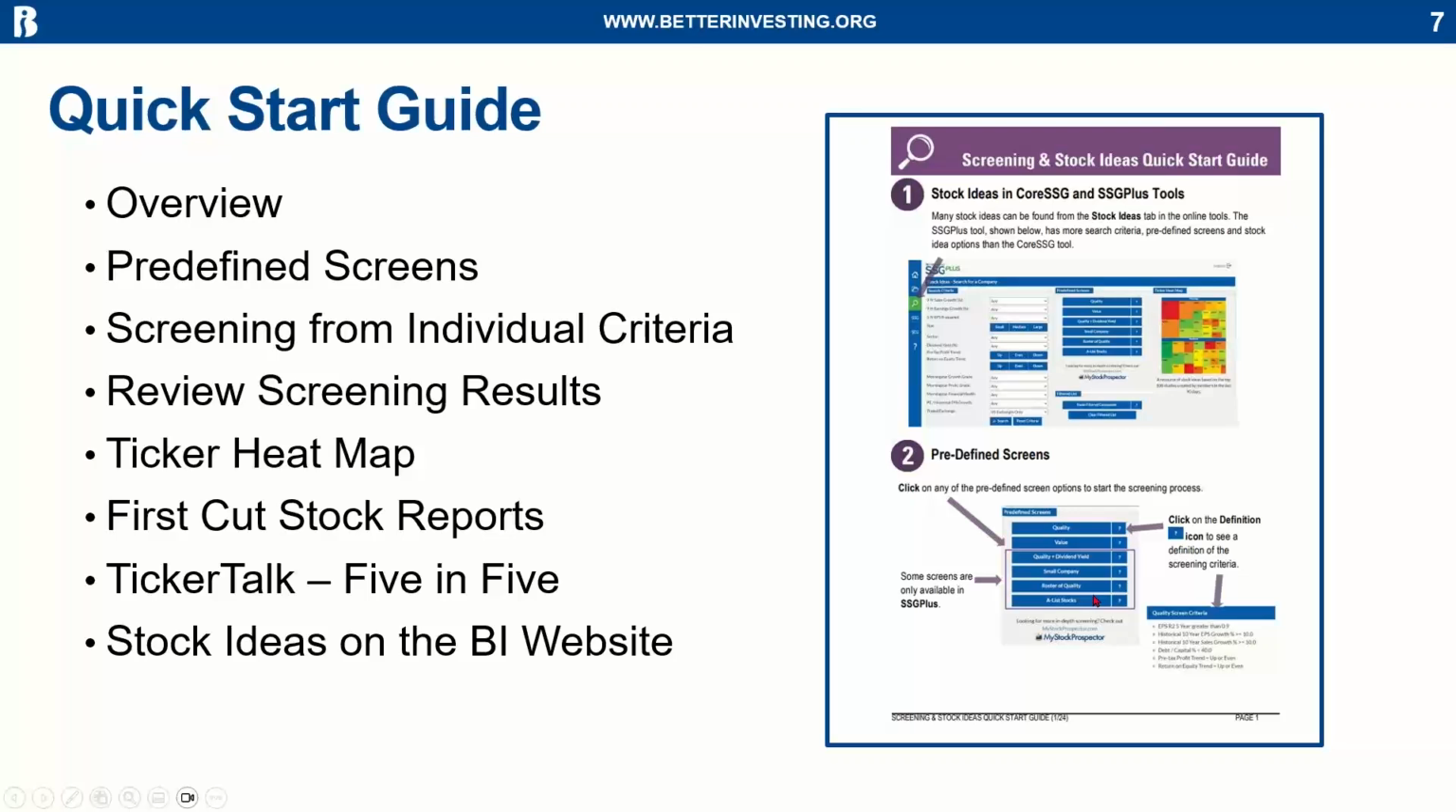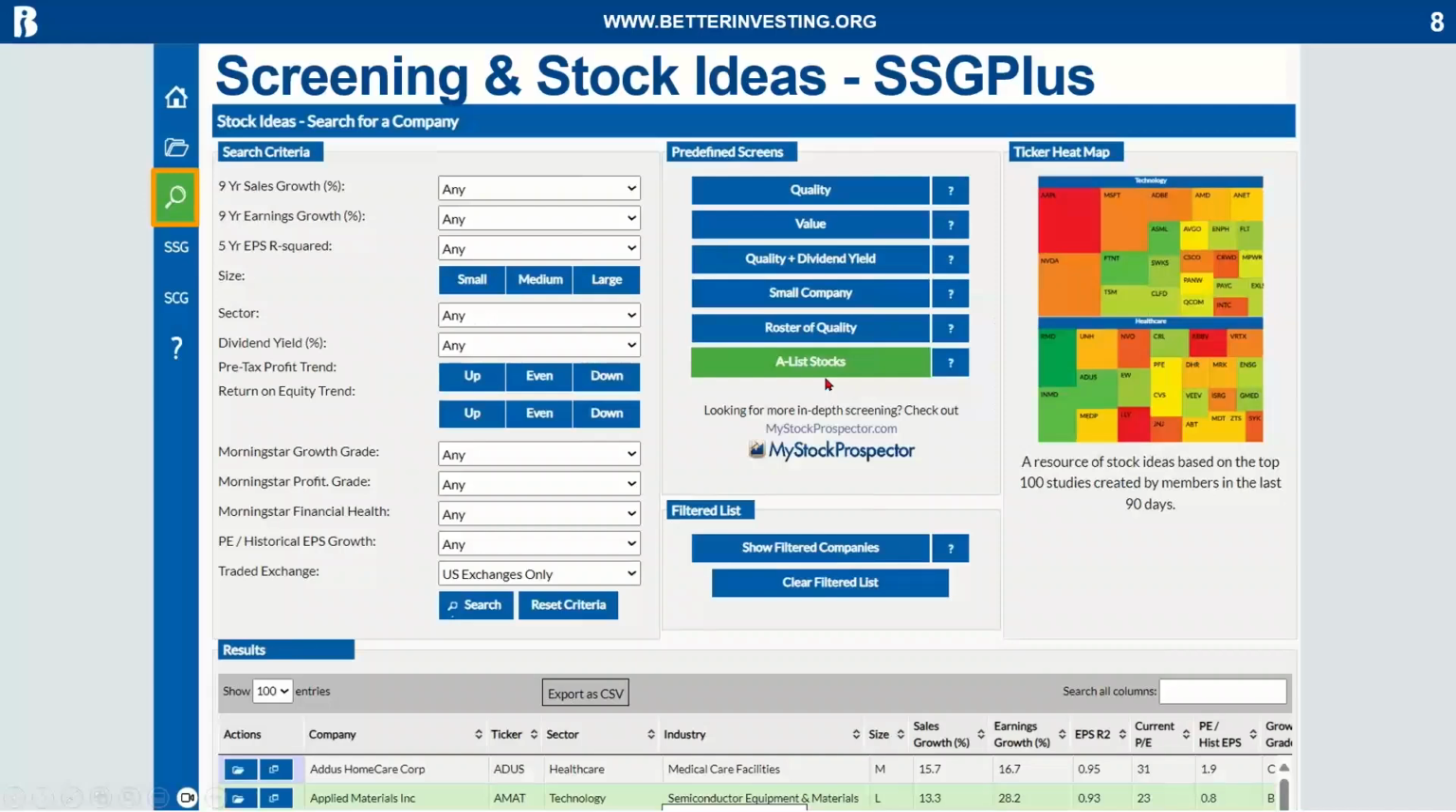To help you remember these main sections of the Stock Ideas page, we have a screening and Stock Ideas Quick Start guide that walks you through the various features of the tool in 5 easy steps. A link to this PDF is in the description of the video or the handouts area of the webinar. So we've given you a basic overview of the screening tool. Let's go live and I can give you an in-depth demo of how the features work.